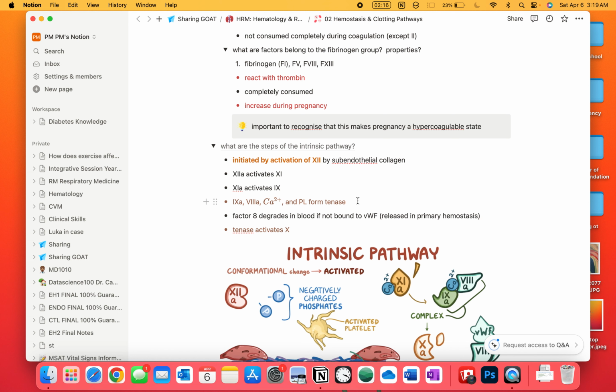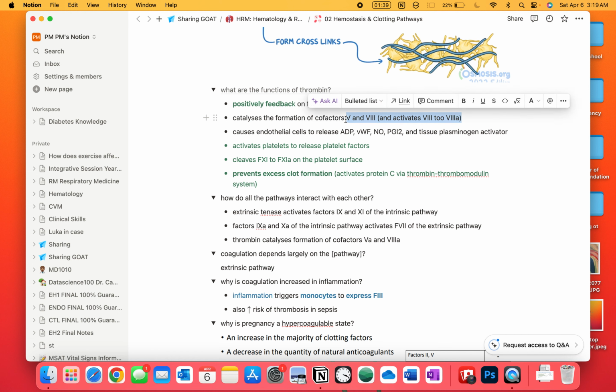However, interestingly, coagulation depends largely on the extrinsic pathway. It's going to impact factor 5, factor 7. This is the extrinsic pathway right here. And factor 11 catalyzes the formation of cofactors 5 and 8 and activates 8 to 8A. Again, this is the intrinsic pathway here. It causes endothelial cells to release ADP, 1 bilirubin factors, NO, PGI2, and tissue plasminogen activator.